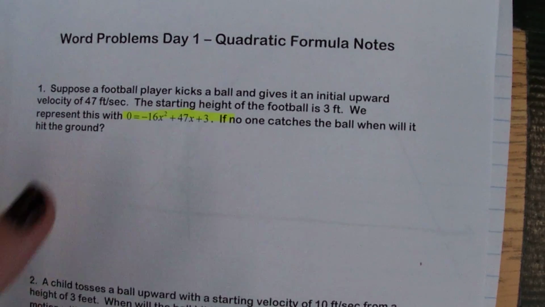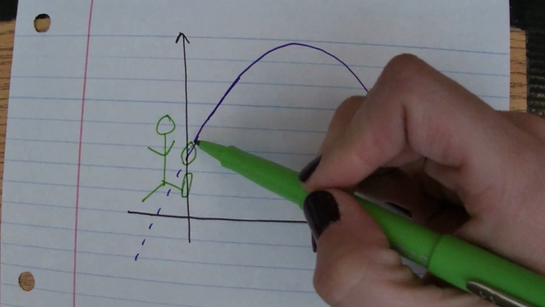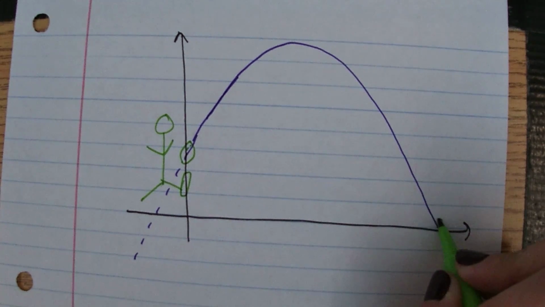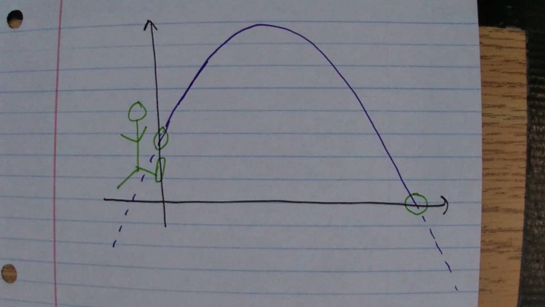Okay, so this problem wants to know if no one catches the ball, when will it hit the ground? Well, if we look at this, it's in the air, in the air, and over here is where it hits the ground. And if we remember, that's one of our roots or zeros.